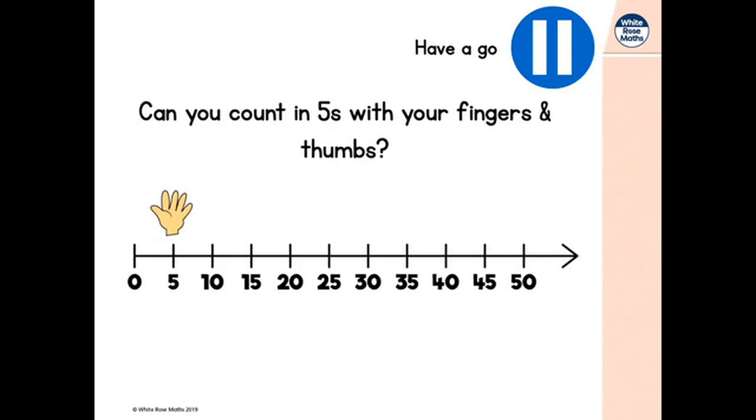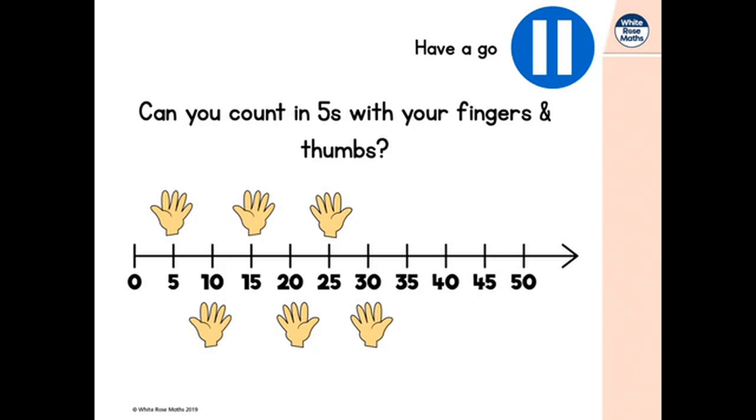Use your hands, your fingers and thumbs, and have a go. See if you can start at 5 and go all the way up to 50. Then come back and we'll skip count together. All right, get your fingers and thumbs ready. 5, 10, 15, 20, 25, 30, 35, 40, 45, 50. Well done.